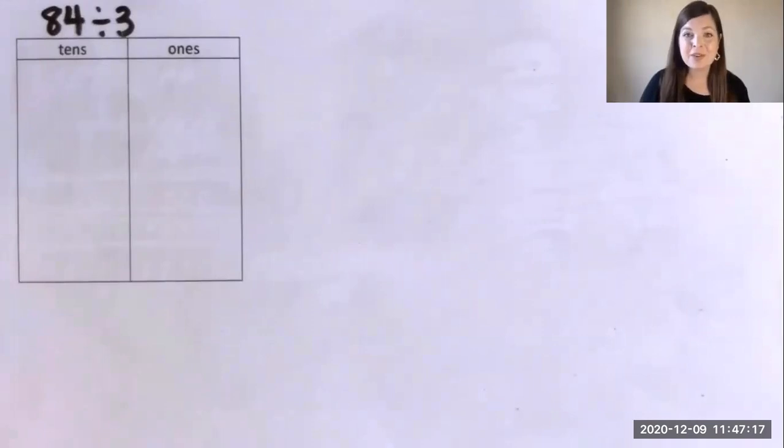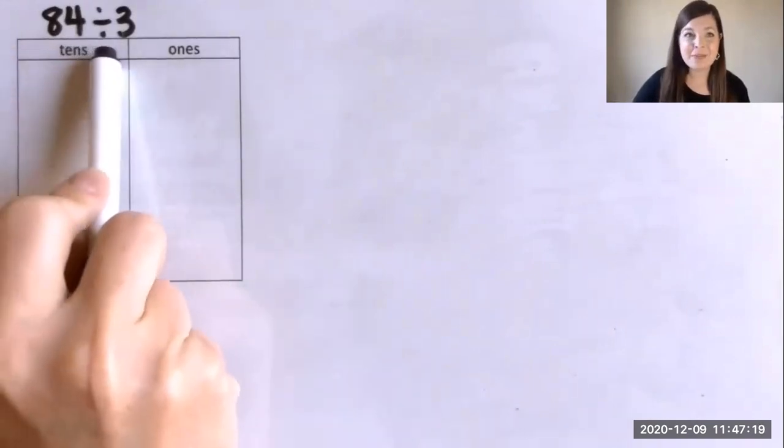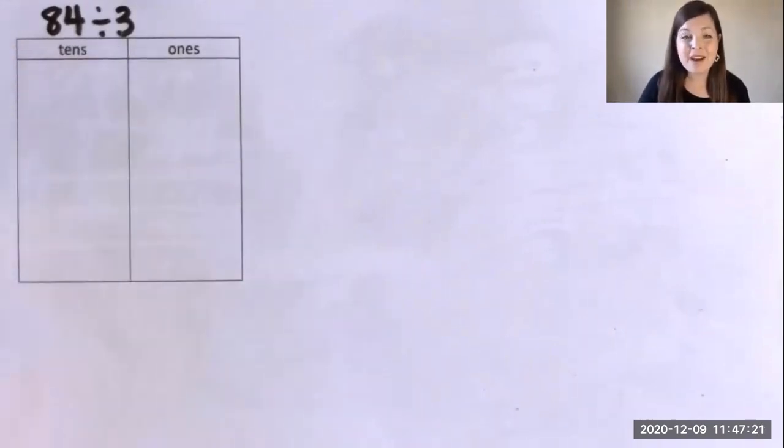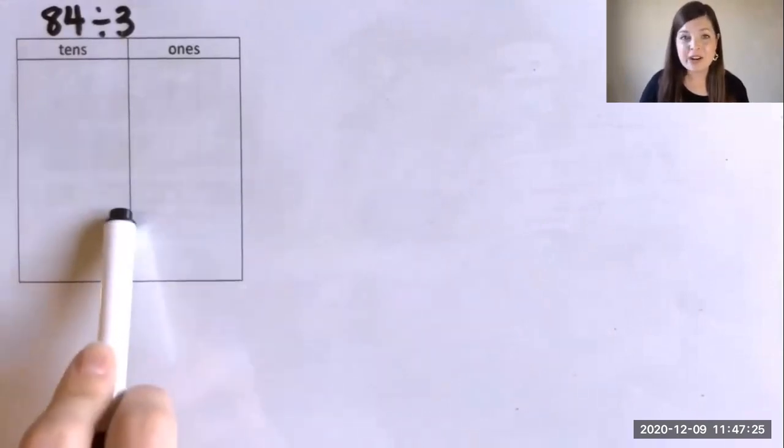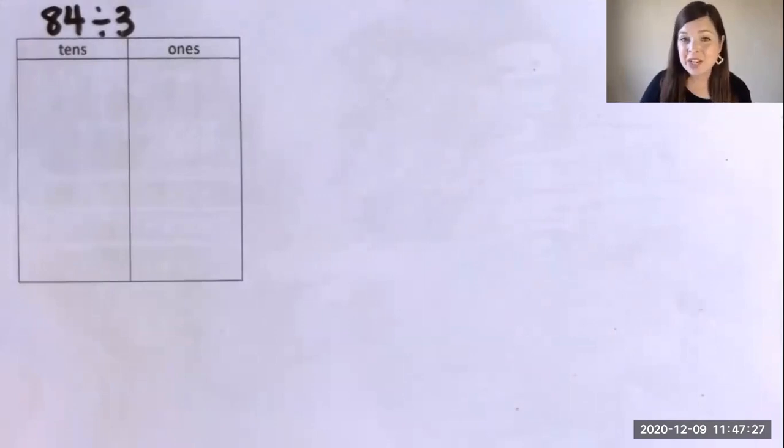Let's try another problem. Read the expression, 84 divided by 3. Pause the video and solve 84 divided by 3 using the place value chart and long division, and check your work using multiplication. Then come on back and we'll discuss it.